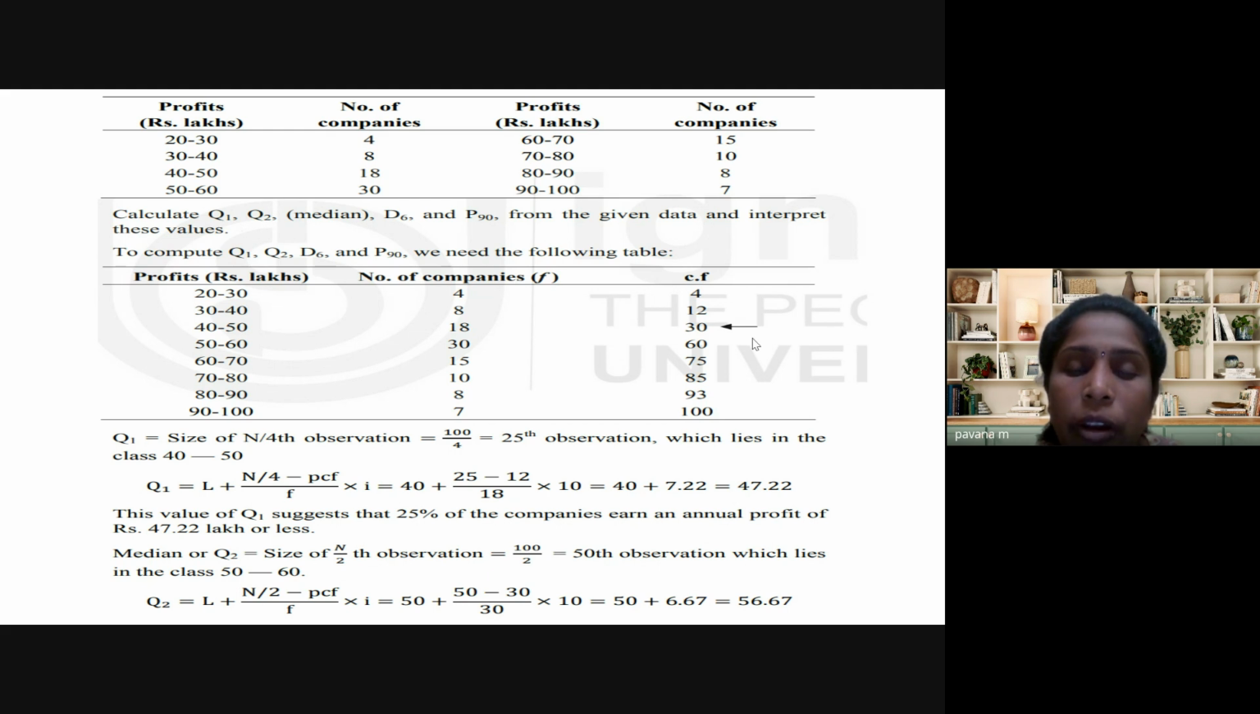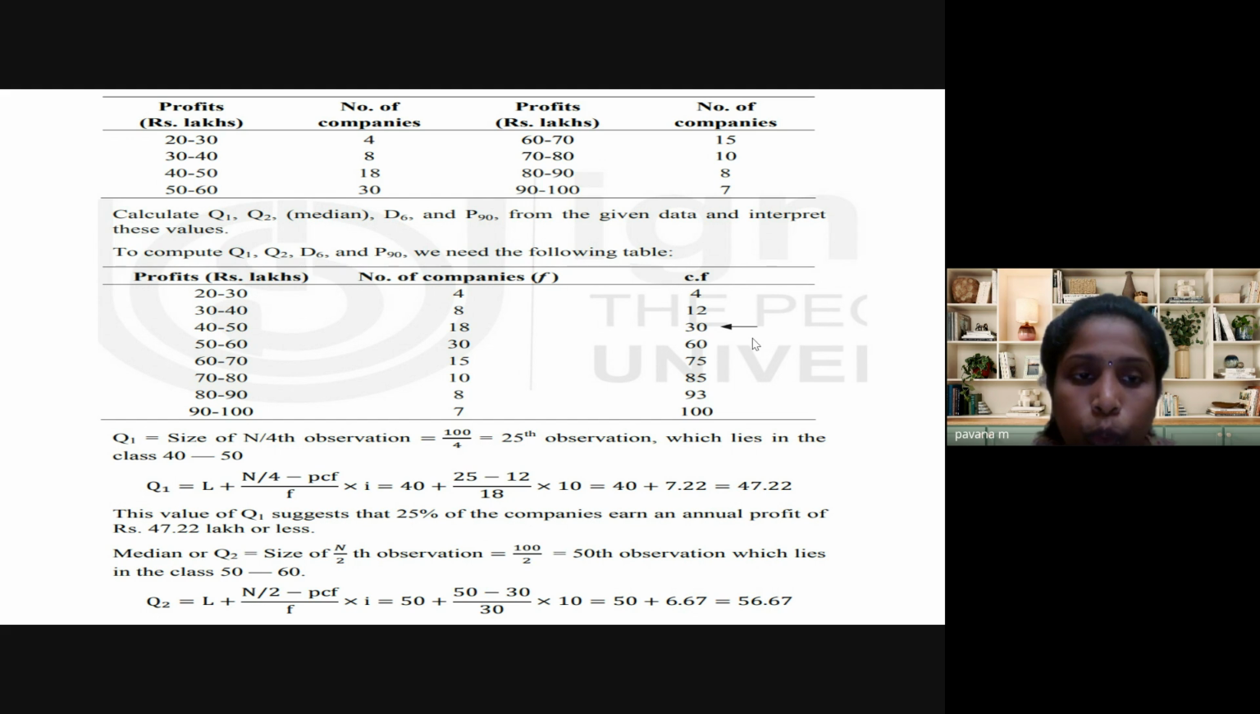Then N by 4, which we already calculated, is 25, minus the preceding cumulative frequency. Since we have considered 30, the preceding cumulative frequency means 12, the value above 30 in the cumulative table. So PCF is 12, divided by F. F means the value across the 30 in the frequency table, and 18 is the value across the 30 in the cumulative frequency, right? So F is 18, into I. I means the class interval difference; for 40 to 50, the difference is 10. So I is equal to 10. If you calculate that, you will get Q1.